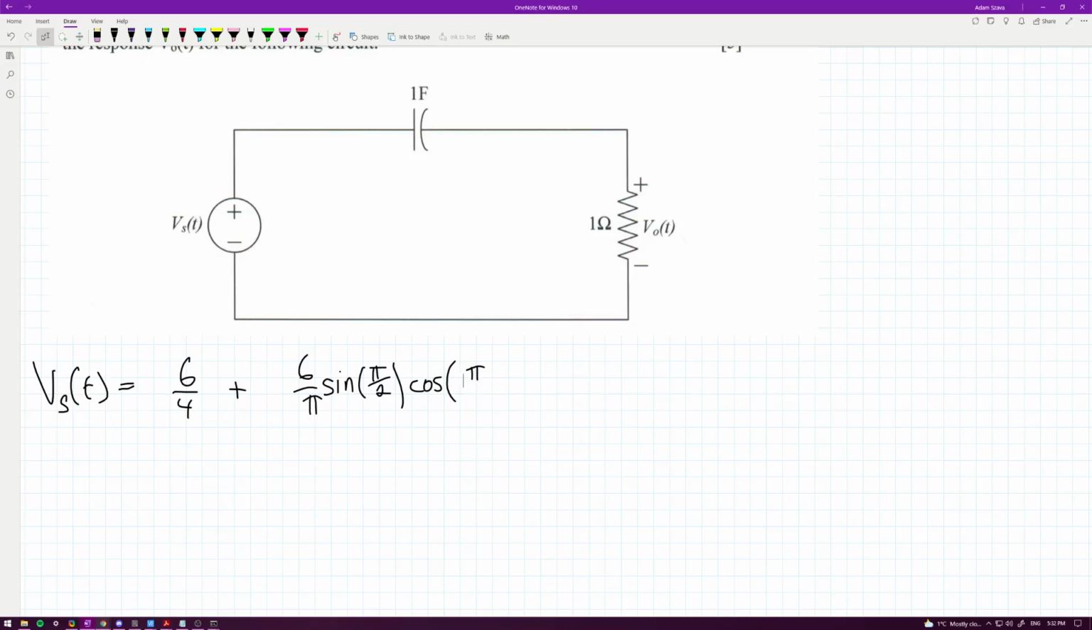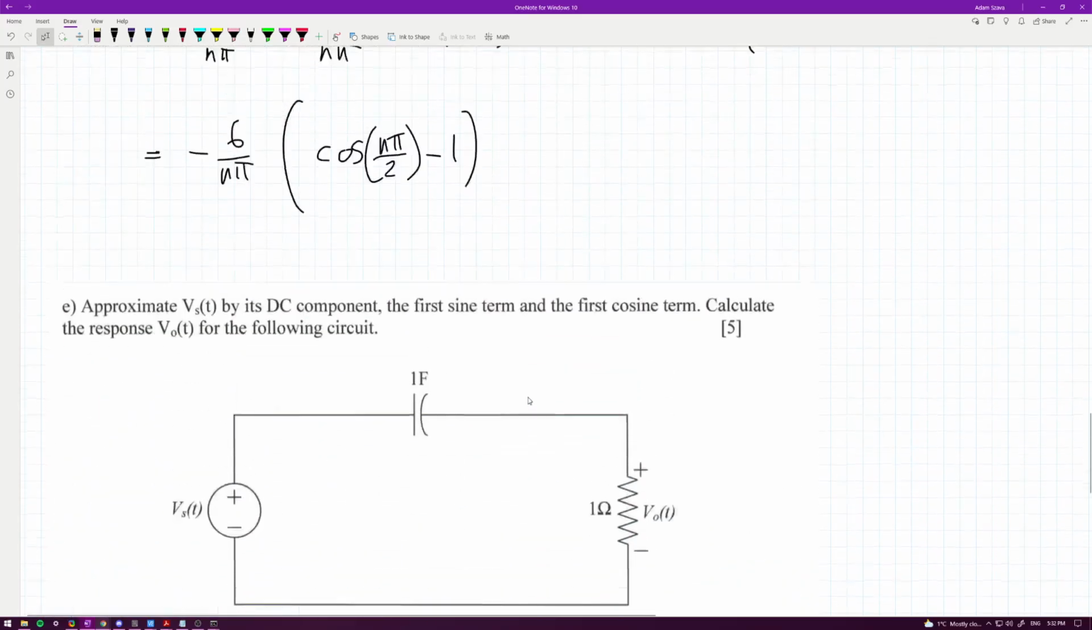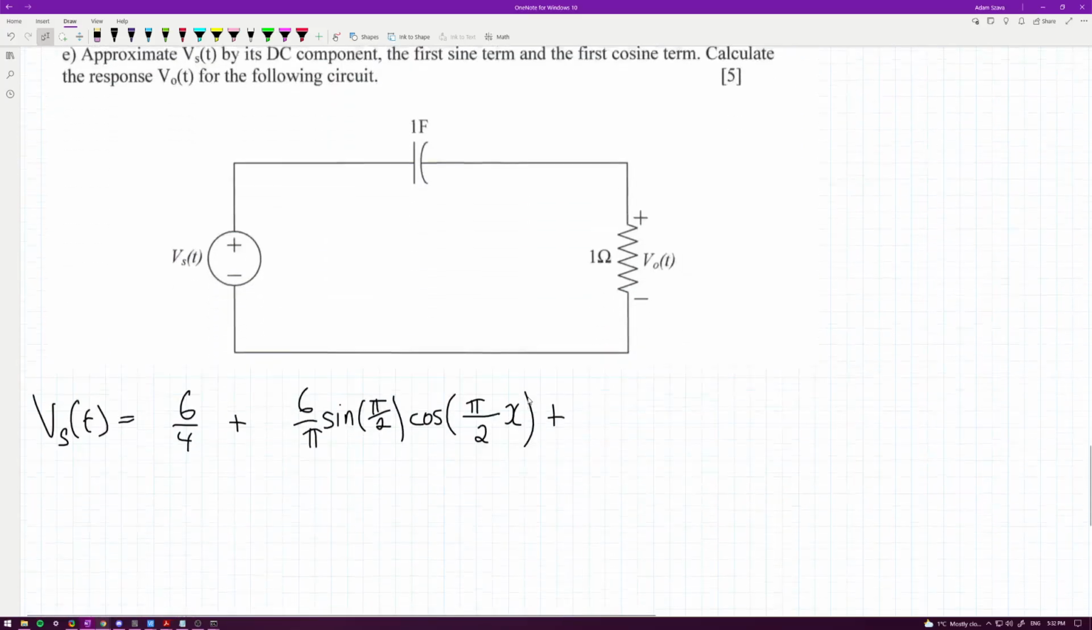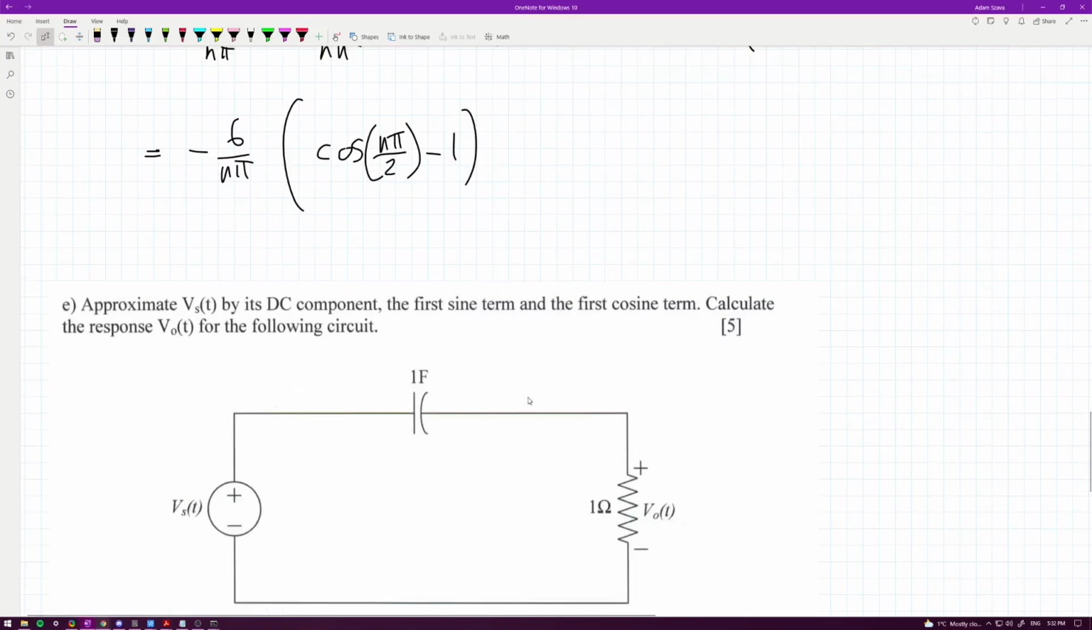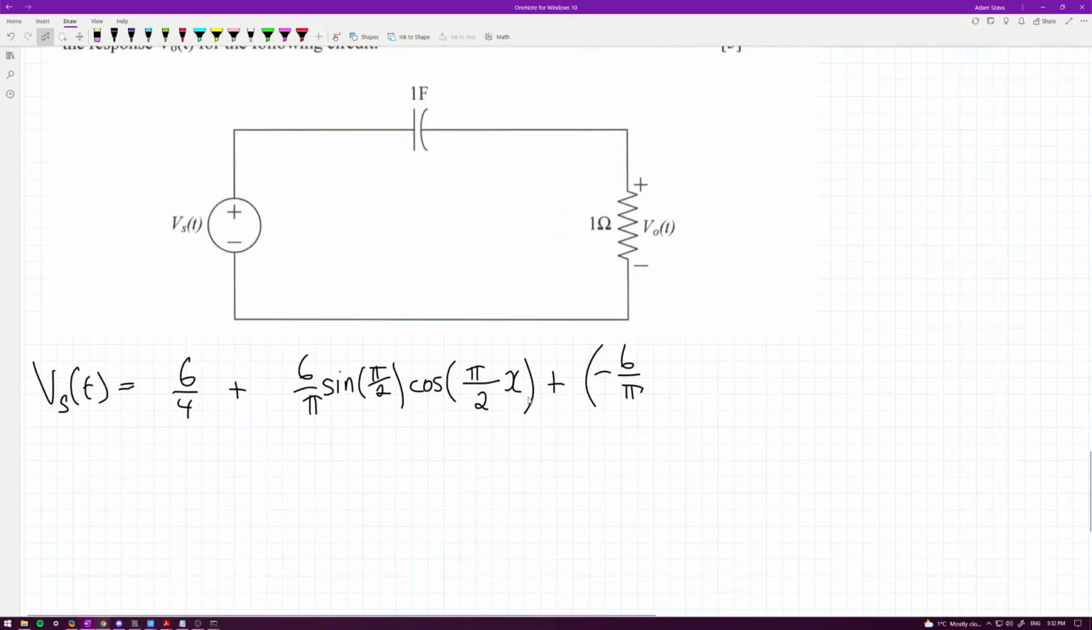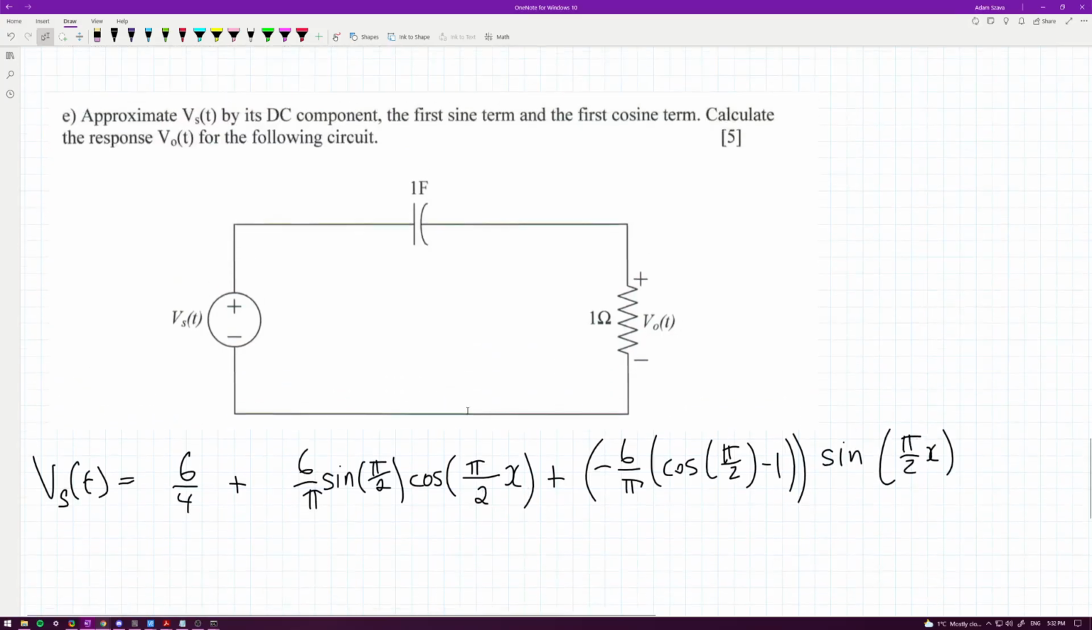Wow, there's a typo in my math notes. How did I notice that? Okay, pi over 2x. Plus, and then I want bn, but n is equal to 1, so it's -6 over pi and then cosine pi over 2, so plus, not times, cosine pi over 2 minus 1 sine pi over 2x. Yeah, there's a typo in my notes as well.